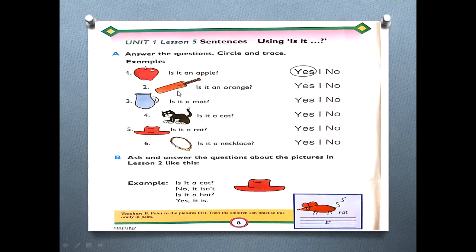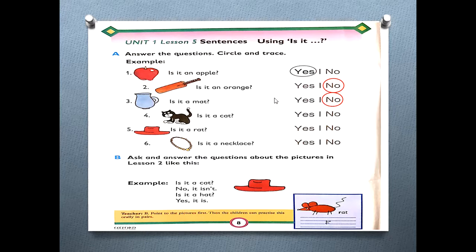Number two question is it an orange? You should check in the picture. It's not an orange, right? So you have to circle no. Question number 3 is it a mat? So you should check the picture. Is it a mat? If it isn't, so you have to circle no again. Okay. You have to do the rest of the question answers by yourself.